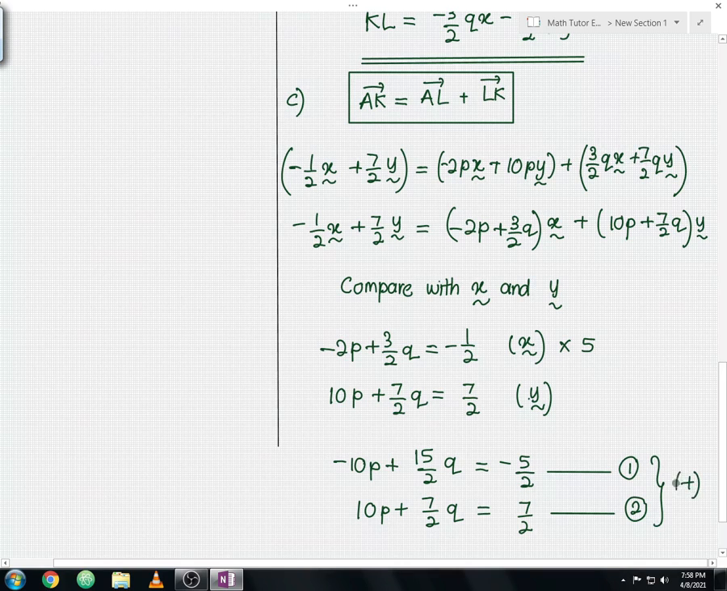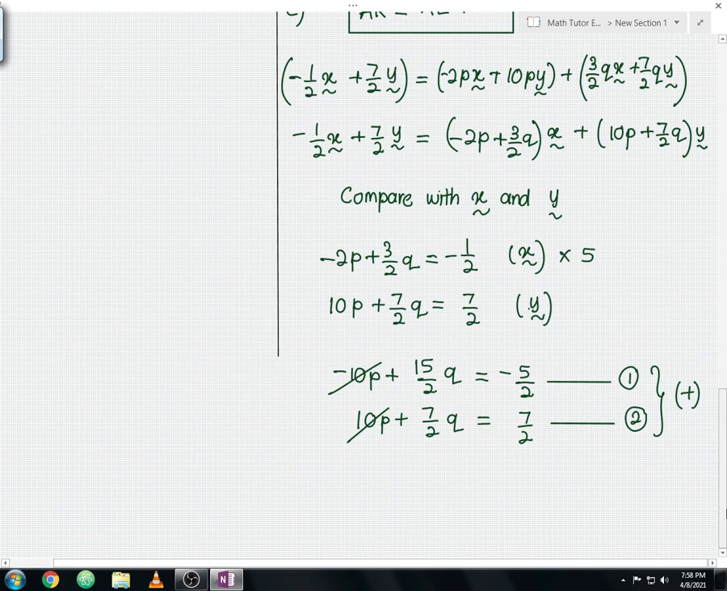Okay, so the p variable will get cancelled off. So from here, 15 over 2q, you plus with 7 over 2q, you'll get is 22 over 2q. 22 over 2 is also known as 11. Okay, in this case, you can just write here 11q. Okay, this is for the left hand side. Let us focus on the right hand side. Negative 5 over 2 plus with 7 over 2, you only left with 2 over 2. 2 over 2 is also equals to 1. Okay, so from here 11q is equals to 1. So from here your q will be equals to 1 over 11.